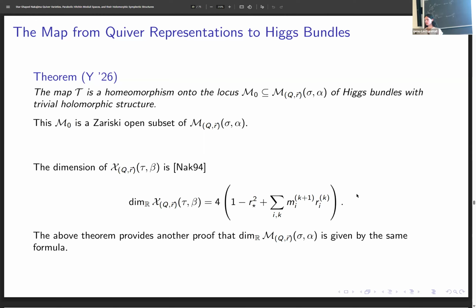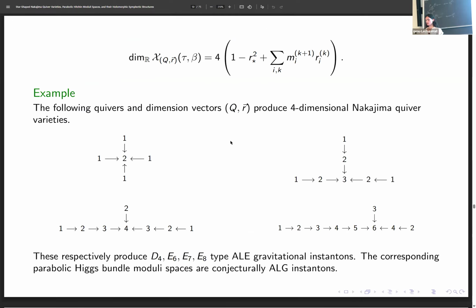So a natural question is, what quivers would lead to a four-dimensional moduli space? And I have this picture here. So it turns out these are the quivers that lead to four dimensions. And you plug it into the dimension formula, you get four. And you'll recognize these as the D4, E6, E7, and E8 quivers with their labelings. And Nakajima shows that the quiver varieties are ALE gravitational instantons. And the corresponding Higgs bundle moduli spaces should be ALG, but that's still conjecture and hasn't been proven in all those cases.